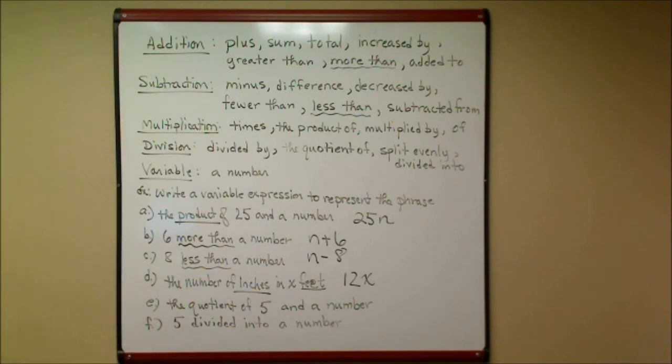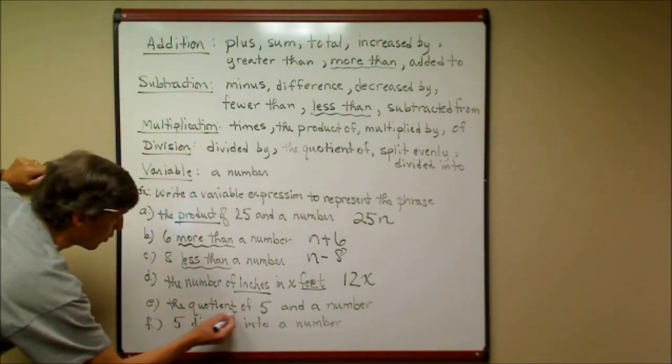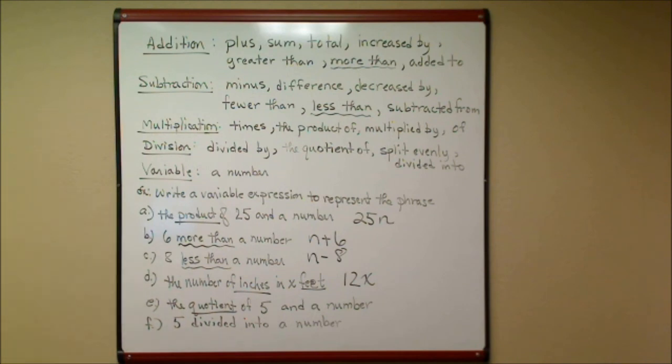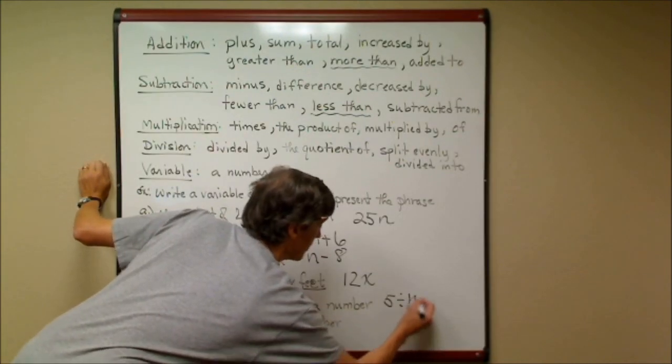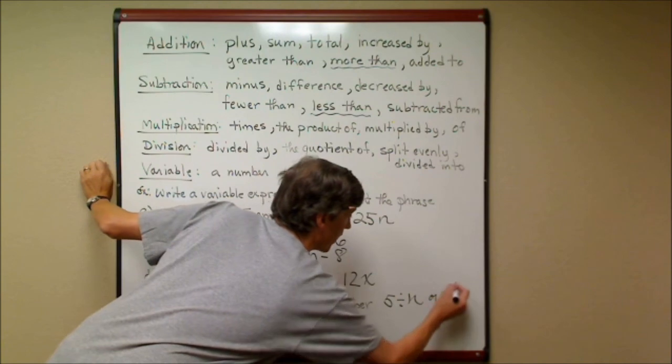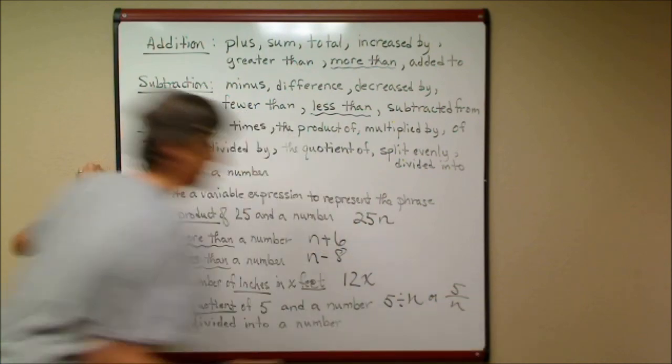The quotient of 5 and a number. Quotient refers to division, and of course the order that we write a division is also very important. 10 divided by 2 and 2 divided by 10 are two separate things. So I've got to make sure I have them in the right order, and in this case, when it's using the quotient of, you put them in the order that you read them. So it's the quotient of 5 and a number. It means 5 divided by the number n, or you could have 5 over n, like this.